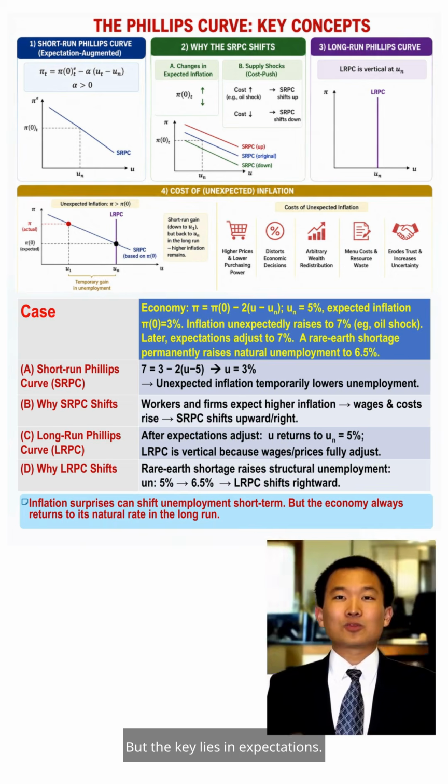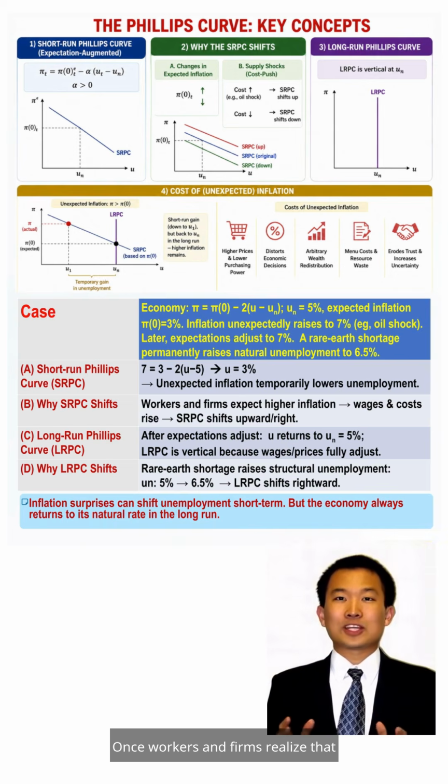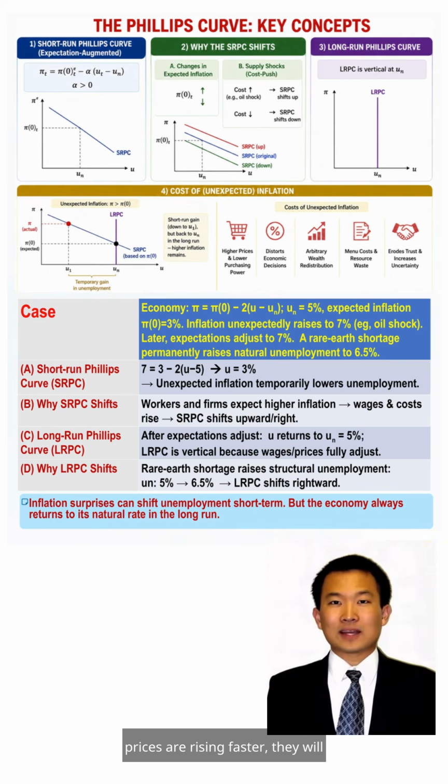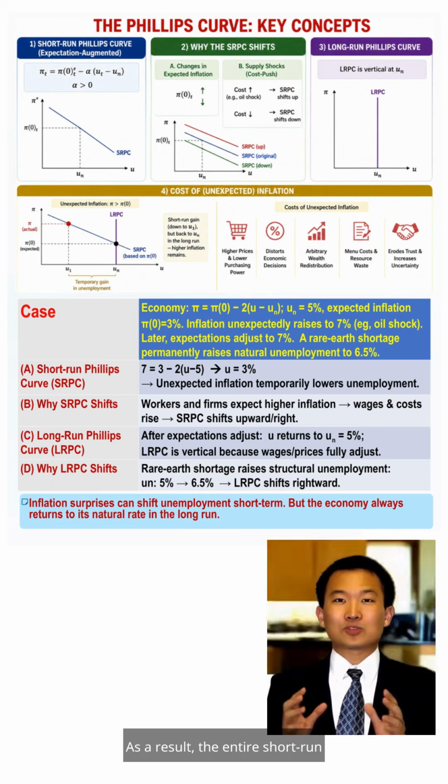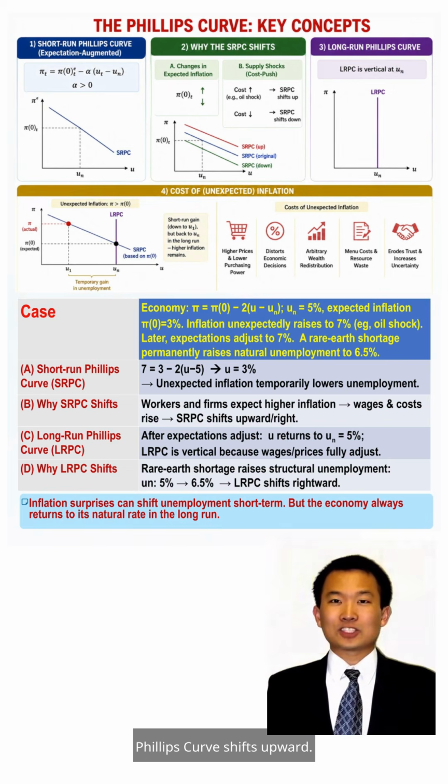But the key lies in expectations. Once workers and firms realize that prices are rising faster, they will demand higher wages and adjust their contracts. As a result, the entire short-run Phillips curve shifts upward.